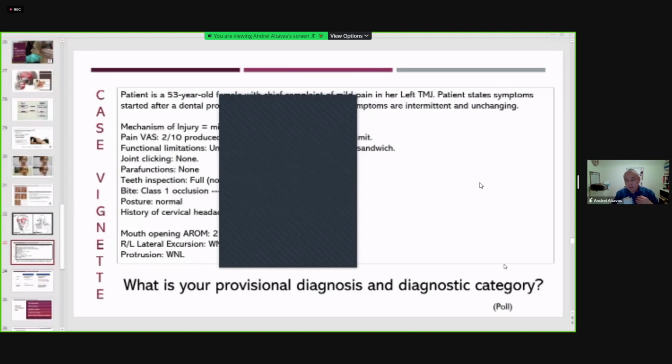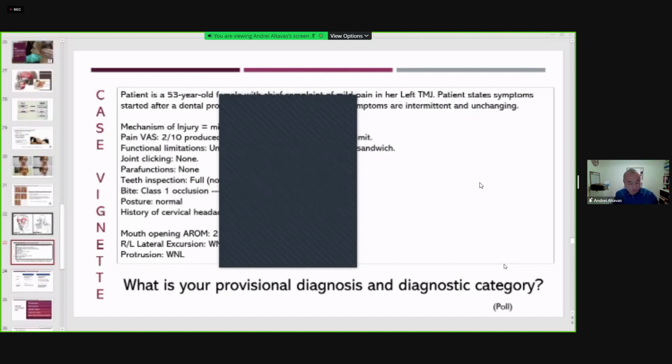For me to determine whether it's a capsular problem, I look for loss of movement. And when you stretch a joint capsule, you usually have pain. So for this patient, she only has pain when she opens her mouth as wide as possible. She doesn't have pain with normal, relaxed movements of the jaw. She only has pain when she opens her mouth.